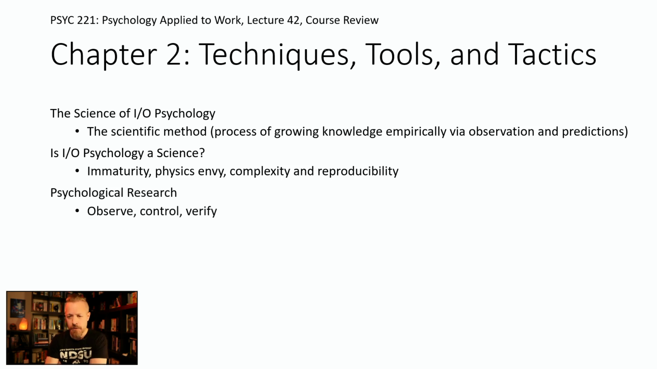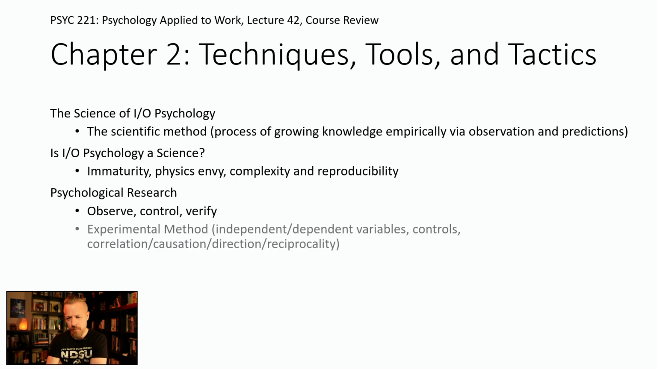We talked about psychological research. You observe, you want to control the situation, you want to verify it. We talked about the experimental methods. Remember, independent and dependent variables, the need for control groups. We talked about correlation, causation, and directionality to causation. And we talked about reciprocal causality, that yes, A does cause B, but B also feeds back and causes A.